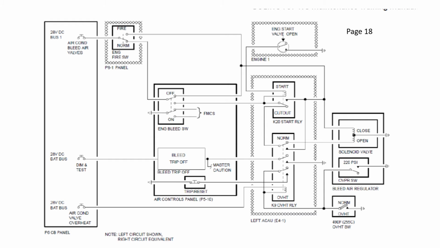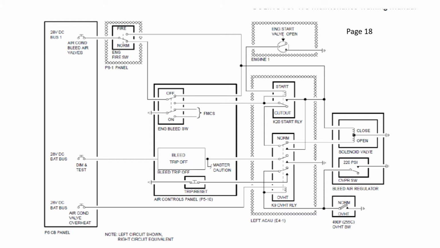Buzz 1, the battery buzz, and 2 battery buzzes for the light and the overheat relay. In the center of the picture, we've got our air conditioning control panel with the engine bleed switch, currently drawn in the off position. Then we've got the ACAU, air conditioning accessory unit, in the E4 rack. That contains a K9 relay and a K20 relay, or at least in the picture. And then we have our bleed air regulator, which controls the PRSOV.